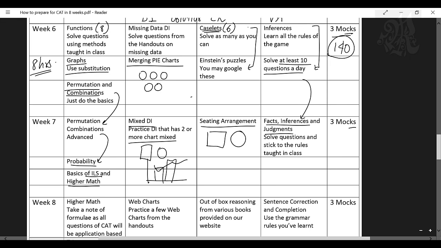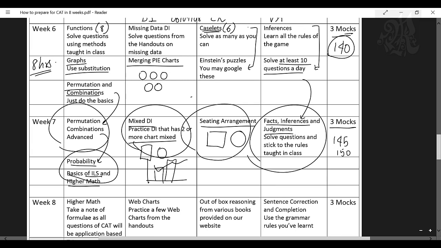Alright, again write 3 mocks a week. By here you should target somewhere around 145 to 150 odd marks when it comes to your mocks. You have an increase since you are doing more topics here. In each of the sections you're doing more topics, you can expect a score boost of at least 10 or something like that. And as and when you move ahead with the mocks, keep analyzing them regularly so that the increase in marks is also consistent, so that you don't get demoralized.